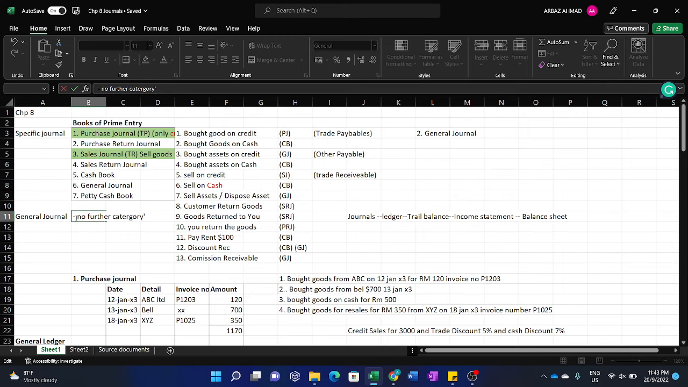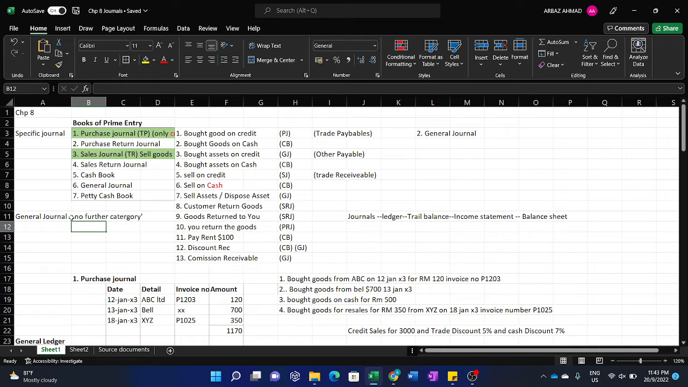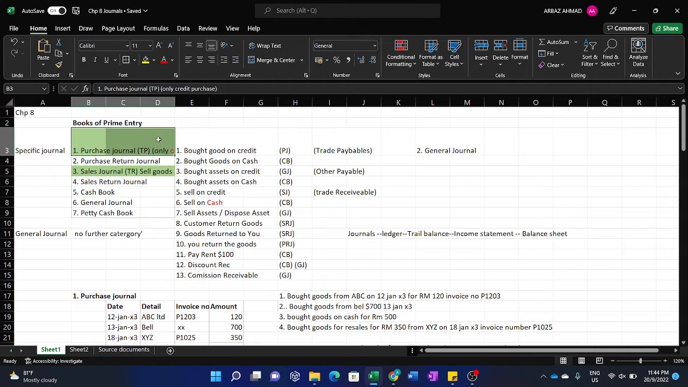There is no further category in here, but in specific journal we classify each entry into a specific account. So what it does is basically, give me a second.